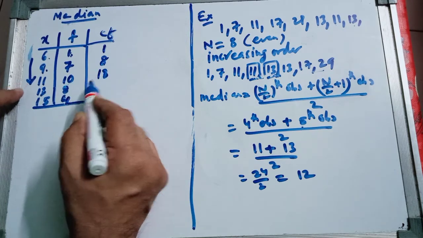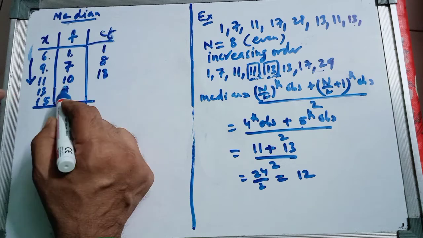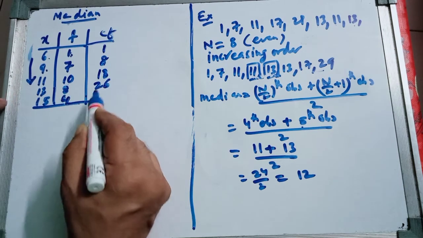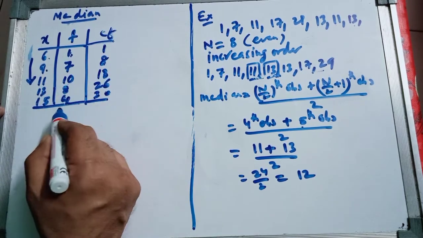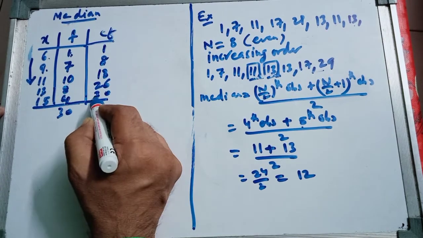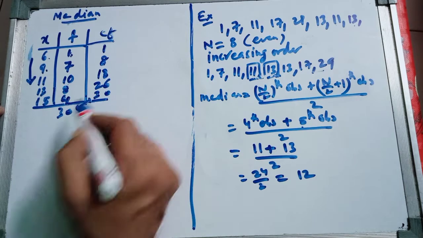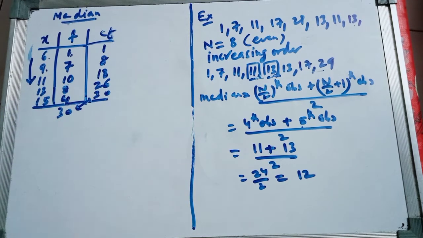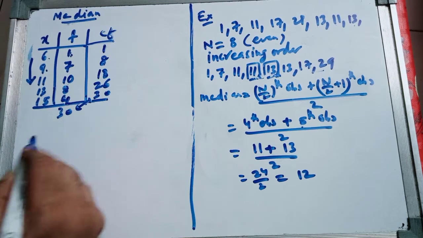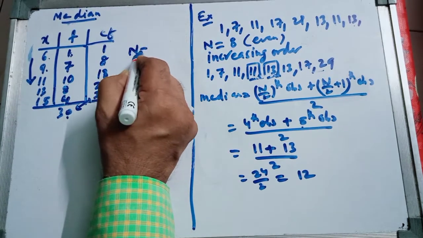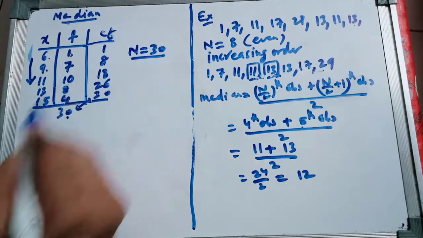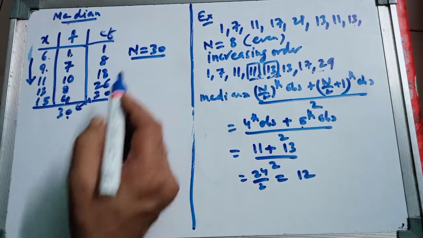So you know how to find the cumulative frequency. 18 plus 8 is 26. 26 plus 4 is 30. So if you find the sum of these, that will be equal to the cumulative frequency of the last data. Understood? Now after this, this 30 gives us n. This total n is 30. So it is the number of the data, number of the observations.